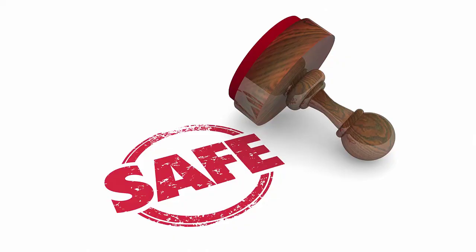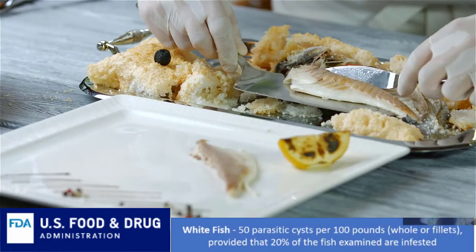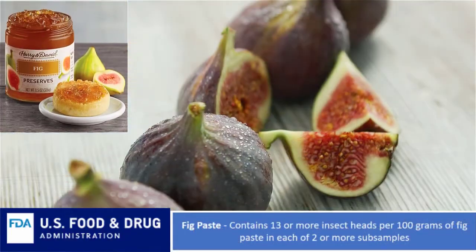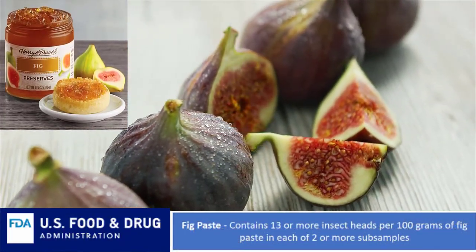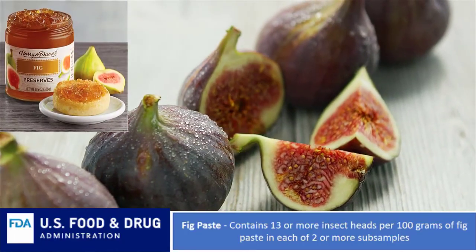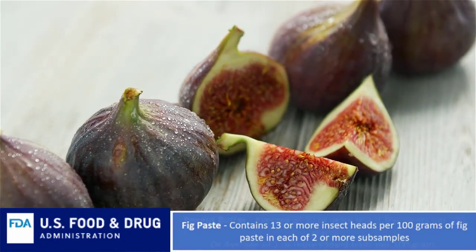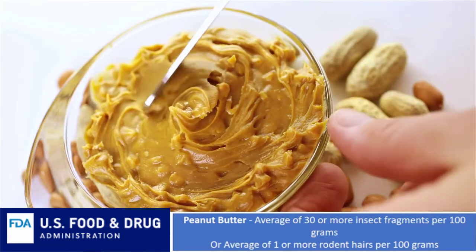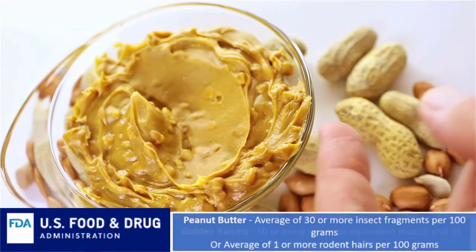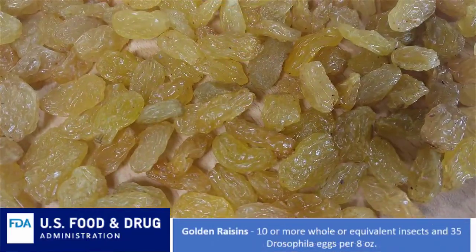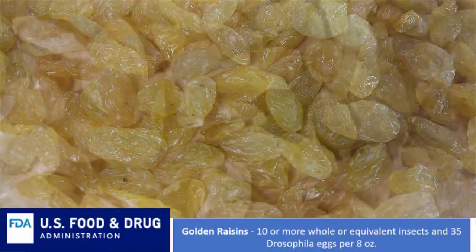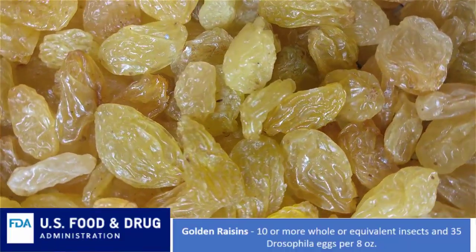White fish is allowed to have 50 parasitic cysts per 1,000 pounds. Fig paste is allowed to contain no more than 13 insect heads per 100 grams of fig paste. Peanut butter is allowed to have no more than 30 insect fragments per 100 grams. Raisins are allowed to have no more than 10 whole or equivalent insects and 35 Drosophila eggs per 8 ounces.